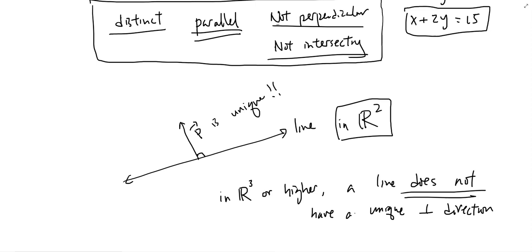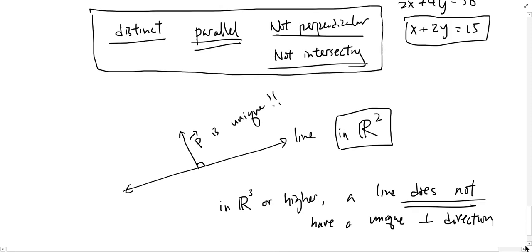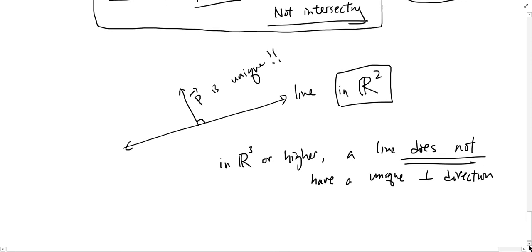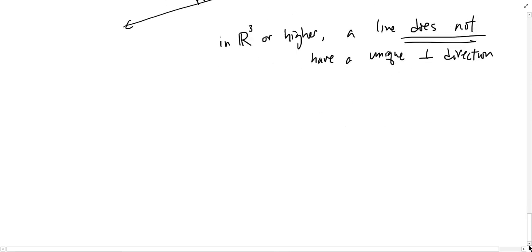One of the reasons why in R3 or higher it is easier to represent a line in parametric form is that you have a single unique direction of the line that we can use to define it. Now, with that being said, what's the deal with planes? Well, here's what happened.